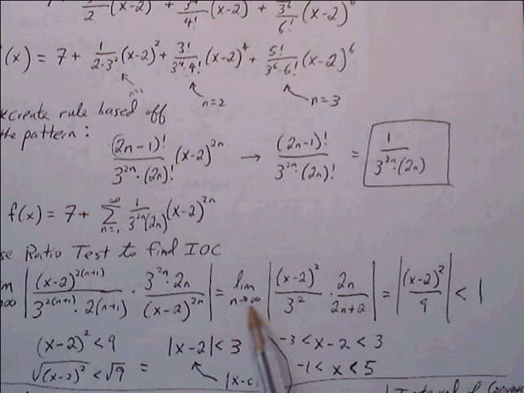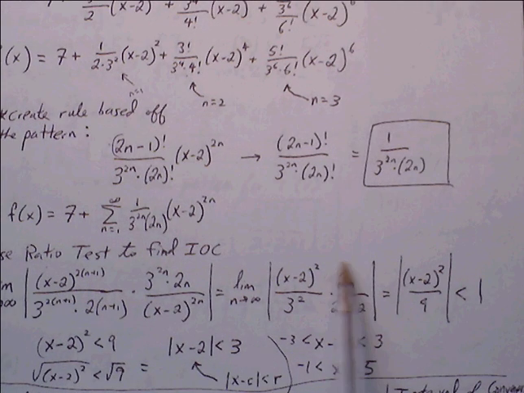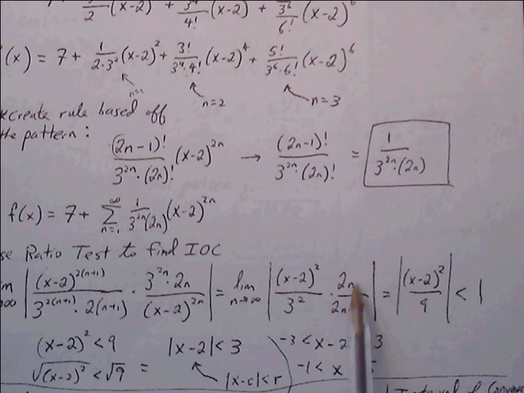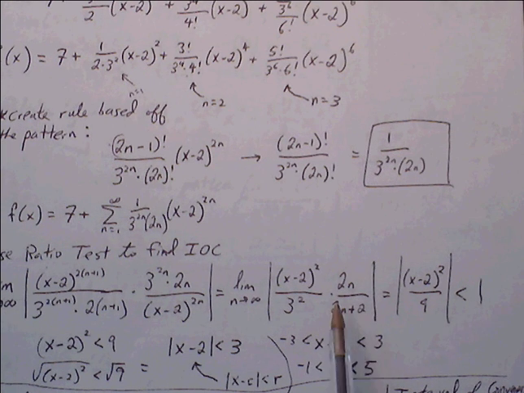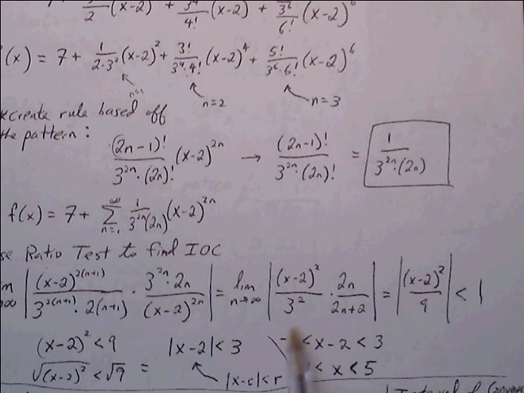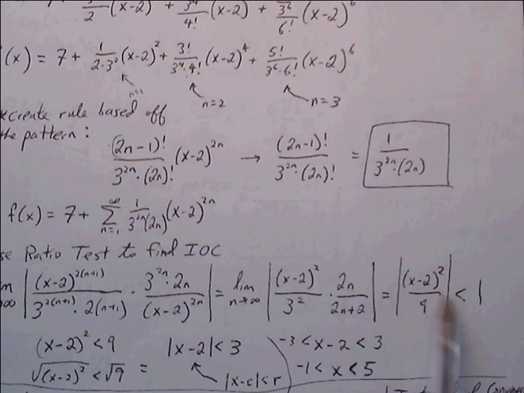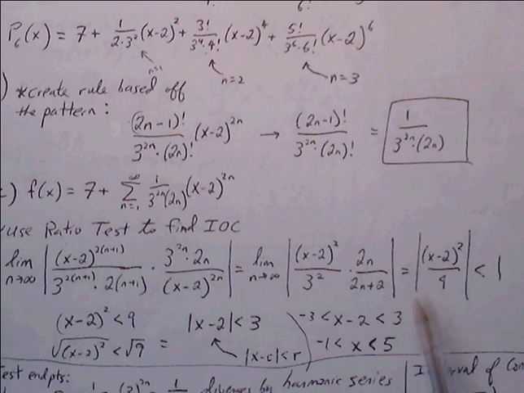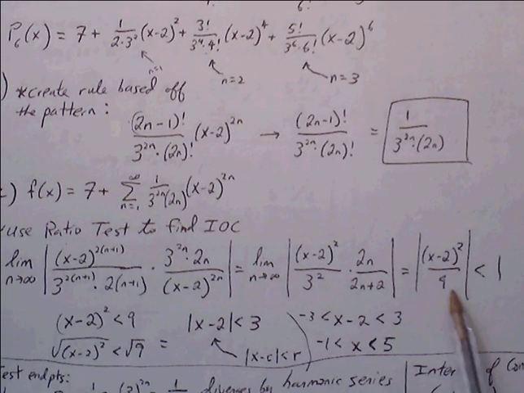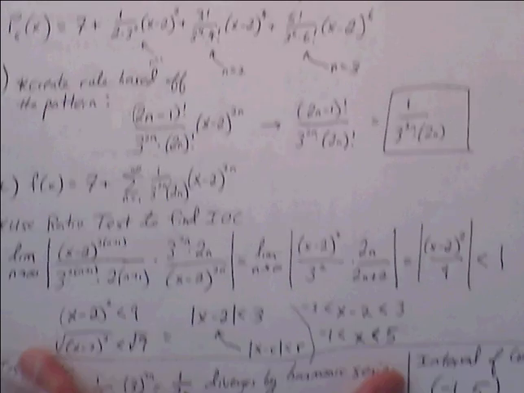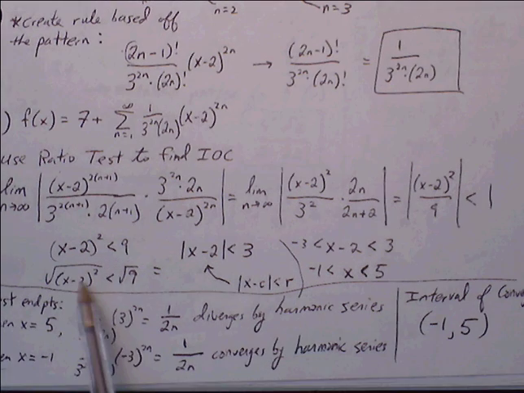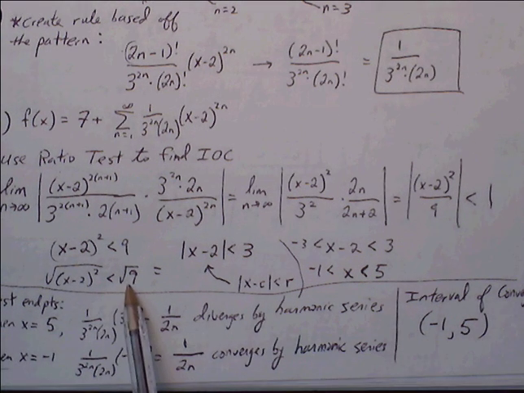So we take the limit as n approaches infinity for this expression. Notice that the degree is the same, so we take the leading coefficients, which leaves us with 2 over 2, which is 1. And then we're left with this expression. So we know the series will converge as long as this expression is less than 1. If we clean this up, it's x minus 2 quantity squared, multiply the 9 over, so x minus 2 squared is less than 9. If we take the square root, the absolute value of x minus 2 is less than 3.